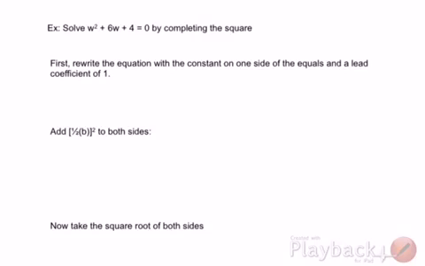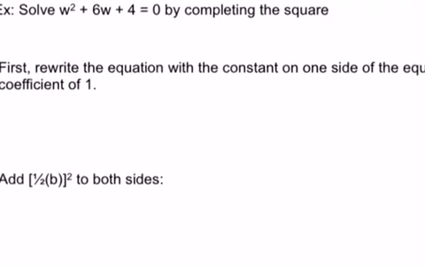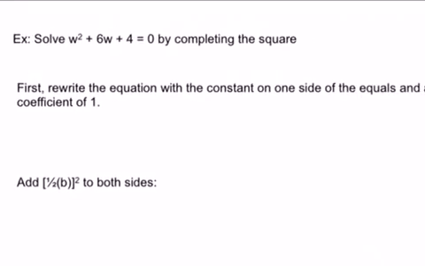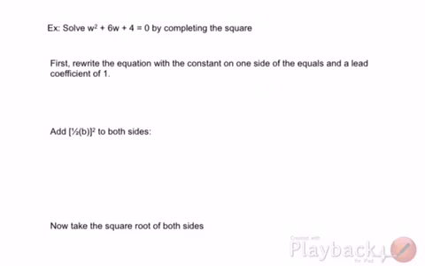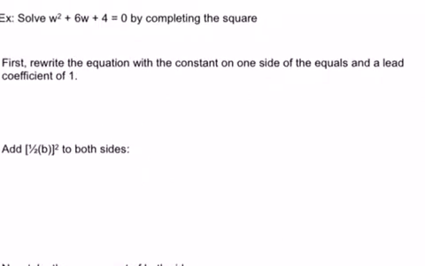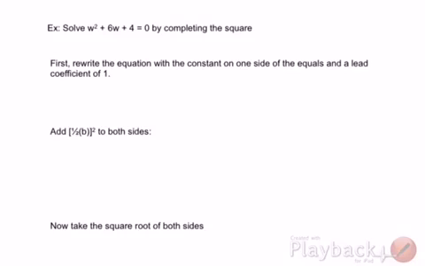So first example, I have to solve w squared plus 6w plus 4. Okay, so the first thing I'm going to do is rewrite the equation with the constant on the other side. So my plus 4 is my constant here, and I need that to go on the right hand side. So w squared plus 6w is equal to negative 4. So that's my step 1.